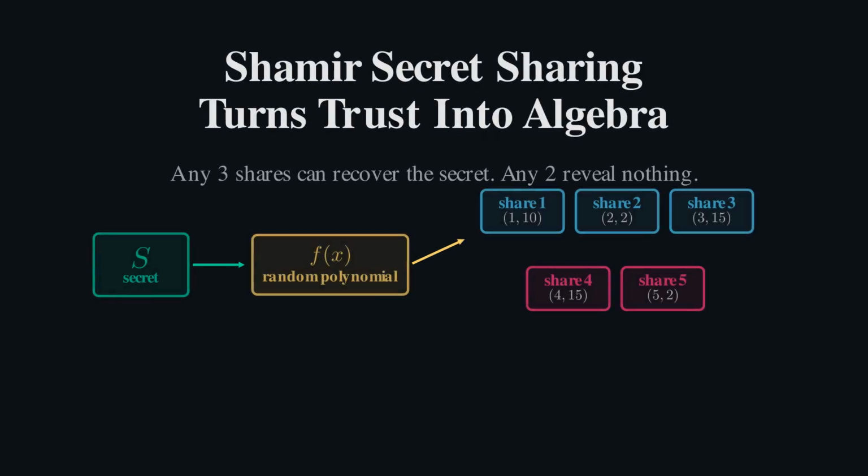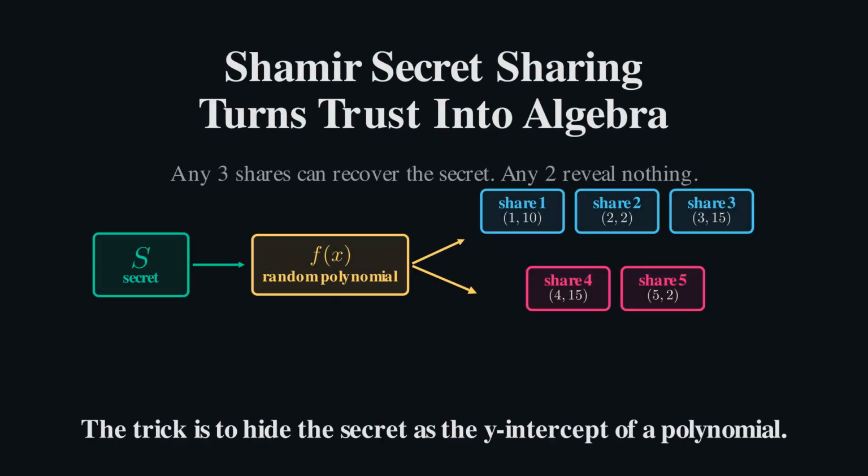Imagine a production root key that should never belong to one person, one laptop, or one backup drive. You want any three trusted people to recover it together, but any two people should learn absolutely nothing. Shamir's secret sharing gives exactly that threshold behavior using one idea from algebra. Hide the secret as the y-intercept of a random polynomial, then hand out points on that polynomial as shares.